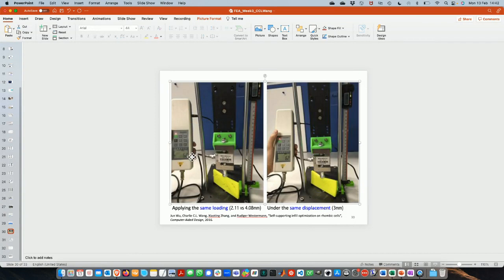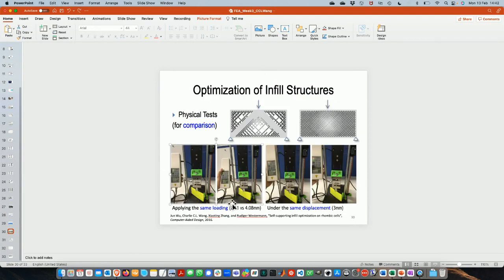So you can see here that the load is 62. If you look at this meter here, you can see that the reading on both of them is 62. So you're applying about 62 newtons of load. And the displacement on one of them is about 2.1 millimeters, while on the other it is about 4 millimeters.